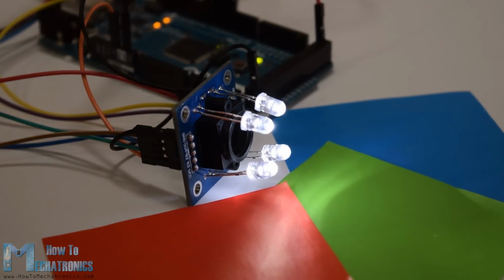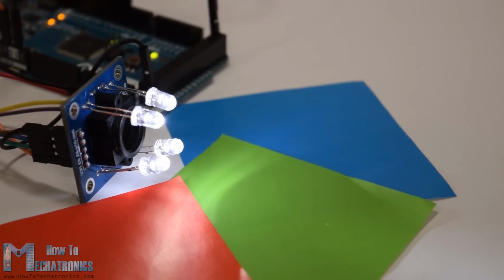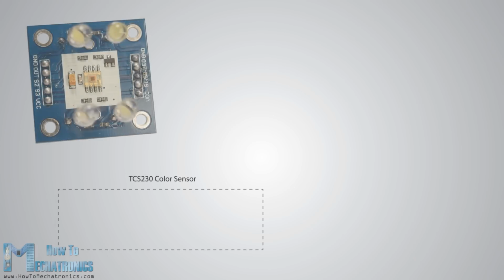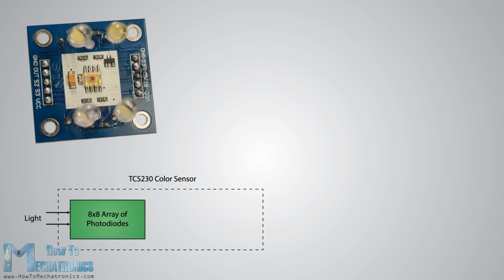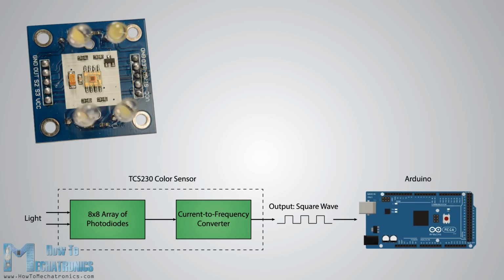In this Arduino tutorial, we will learn how to detect colors using Arduino and the TCS230 color sensor. First, let's take a look at the working principle of the sensor. The TCS230 senses color light with the help of an 8x8 array of photodiodes. Then, using a current to frequency converter, the readings from the photodiodes are converted into a square wave with the frequency directly proportional to the light intensity. Finally, using the Arduino board, we can read the square wave output and get the results for the color.